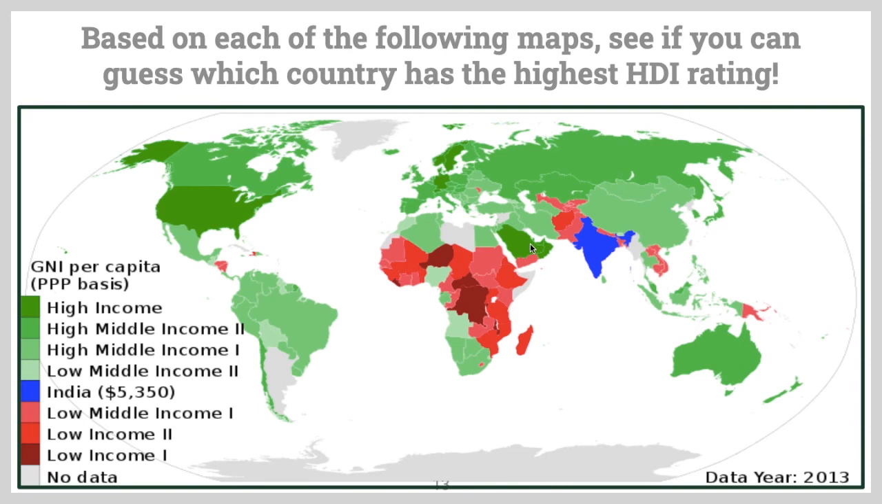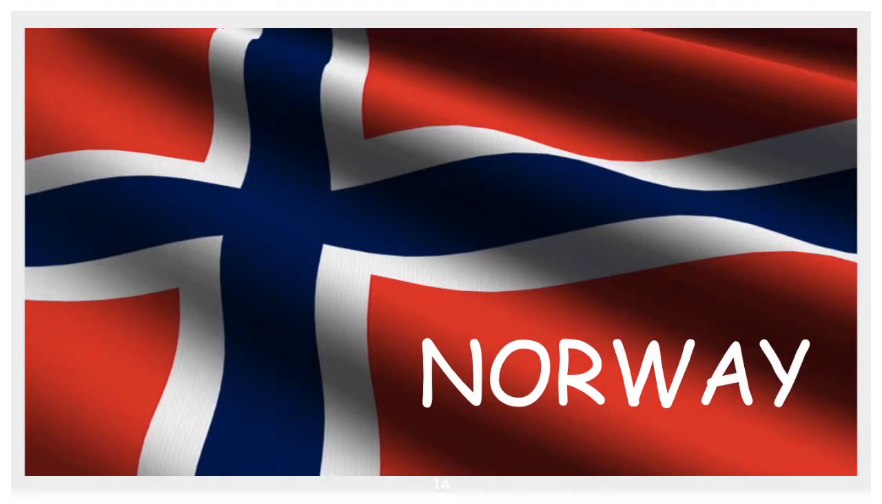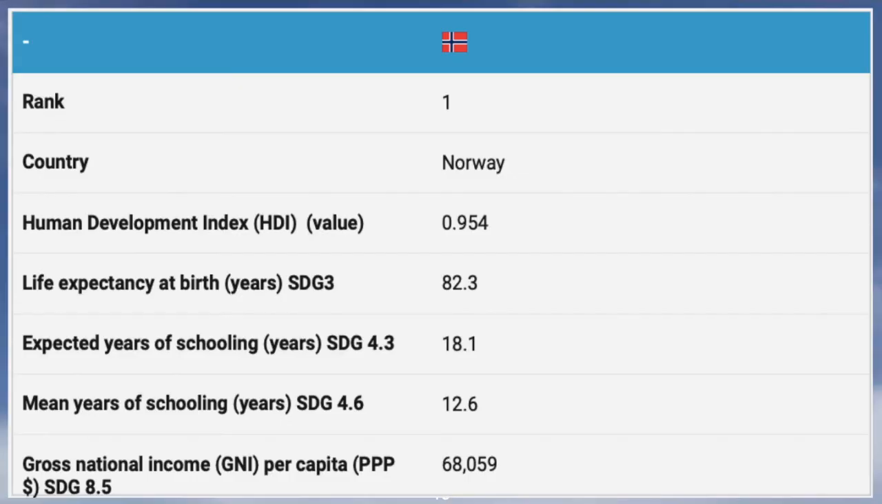I'll give you a second. If you want to pause this, take a look. I'm going to move on now. Taking into account all 3 of these factors, Norway is number 1 on the HDI scale. They rank number 1 in the Human Development Index with a value of 0.95.